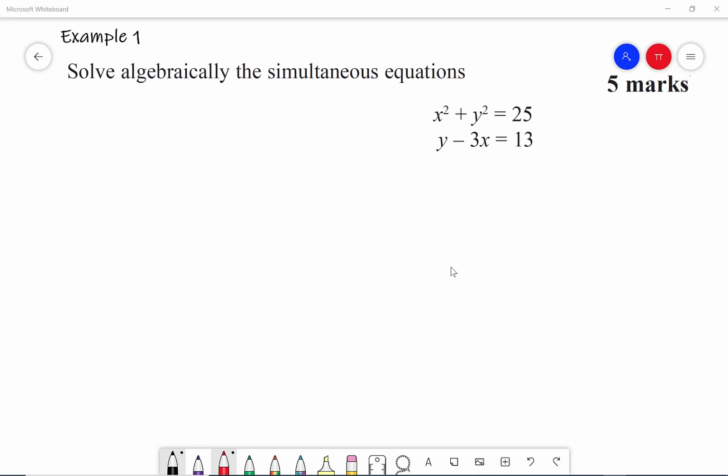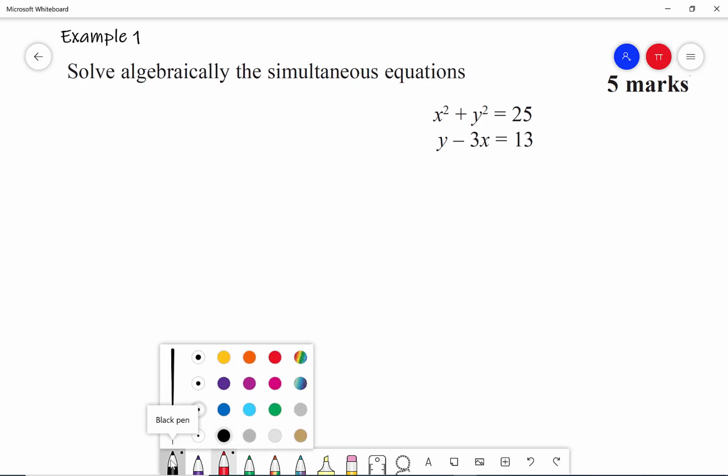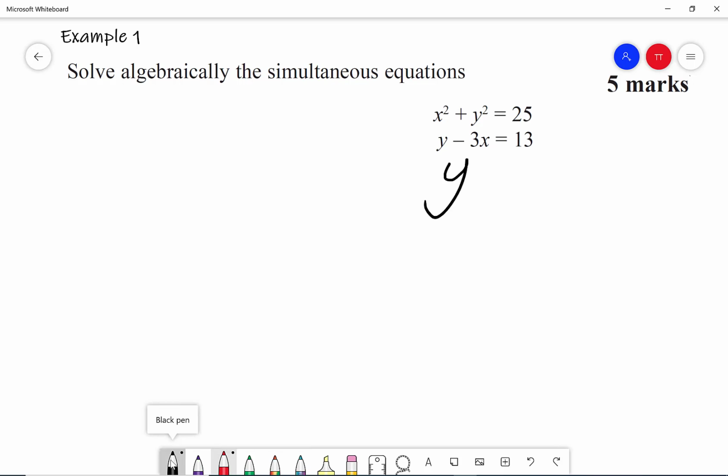Now we need to find where the straight line intersects the circle in 2 points, meaning we're going to get 2 coordinates, one for x and y in the first intersection, and a second set of coordinates for x and y on the second point of intersection. So first of all, we're going to rewrite y. We're going to write y equals 3x plus 13.